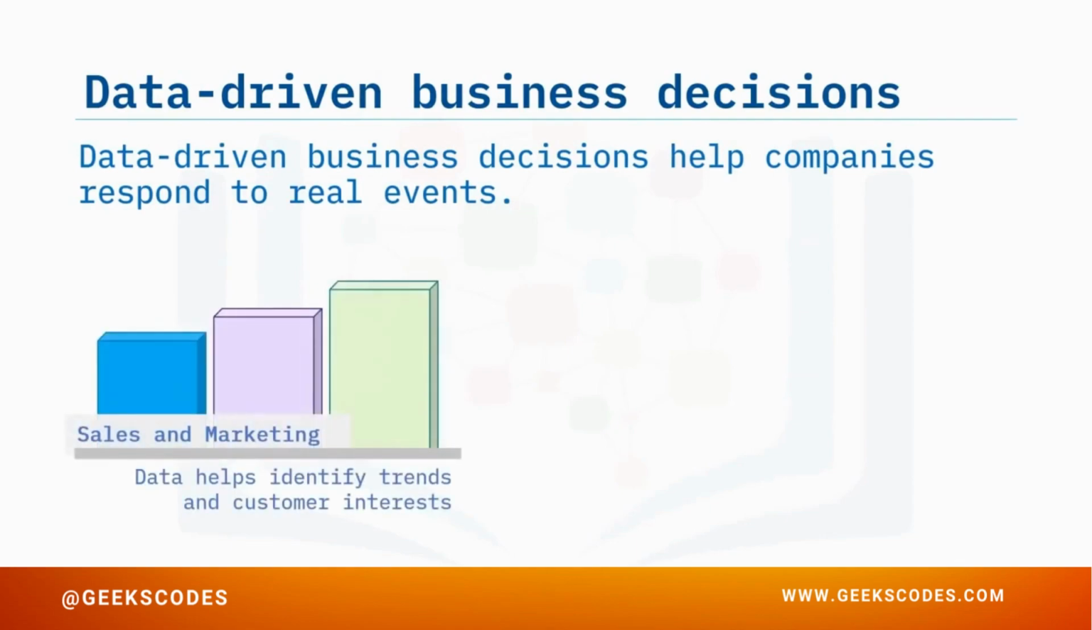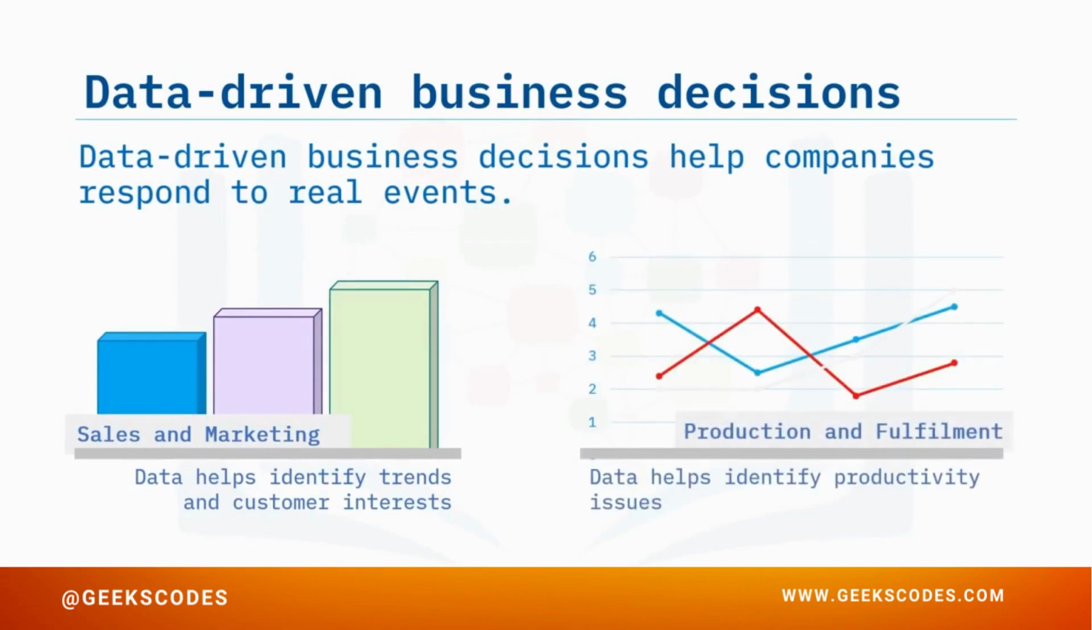For example, sales and marketing data helps identify trends and customer interests, and production and fulfillment data helps identify productivity issues in areas like manufacturing, billing systems, transportation, and more. Getting the right information is key to data-driven business decisions.